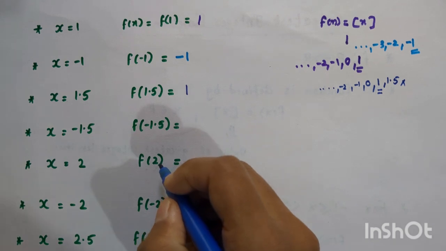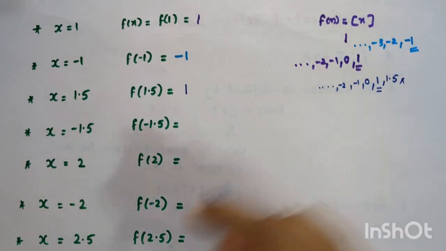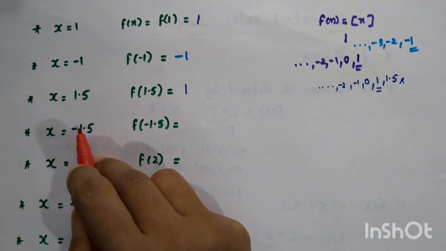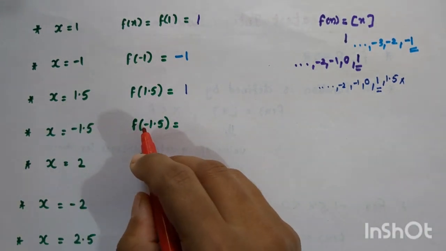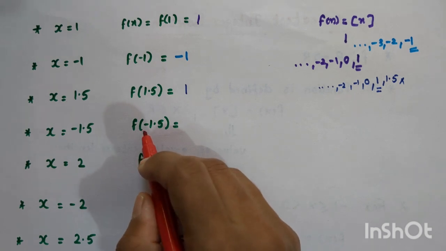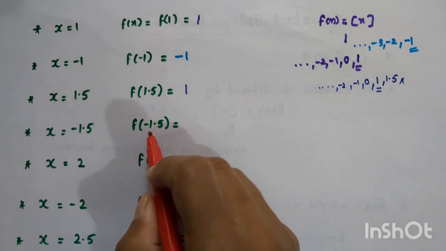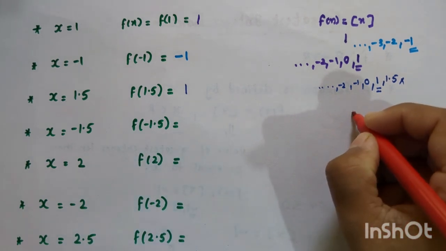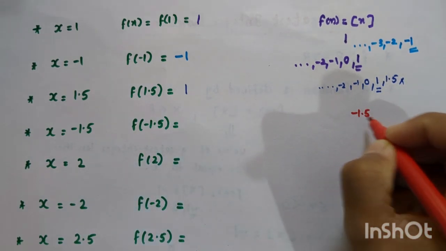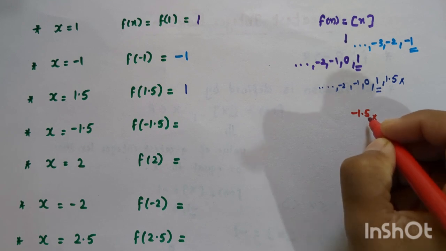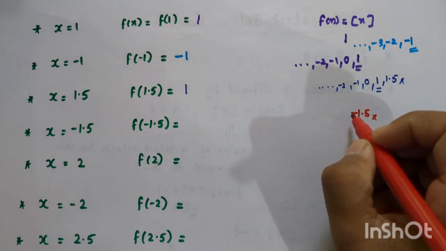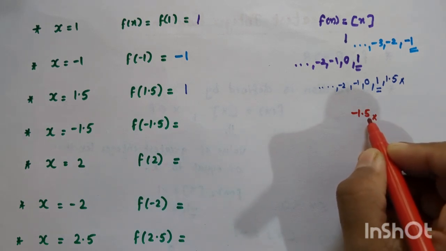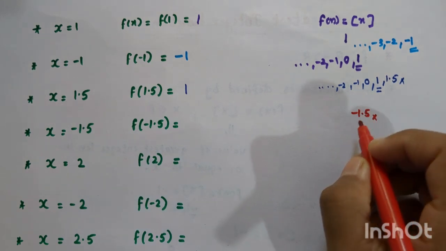Similarly, when x is equal to minus 1.5, what about the greatest integer function? This f of x will be the greatest integer less than or equal to minus 1.5. You see, minus 1.5 is here, but it is not an integer, so this value cannot be taken. The greatest integer less than or equal to x: here x is minus 1.5, but it is not an integer, so we cannot consider this value. So less than minus 1.5.